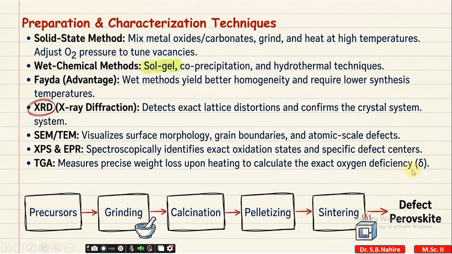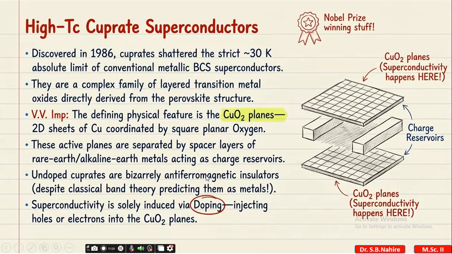Now let us look at the flow diagram at the bottom. First, we take precursors. Then, grinding is done, followed by calcination, then pelletizing, and finally sintering. After these steps, we obtain the final defect perovskite material. So remember this sequence clearly because it is very important for exams. In the next slide, we will move to superconducting materials based on perovskites.